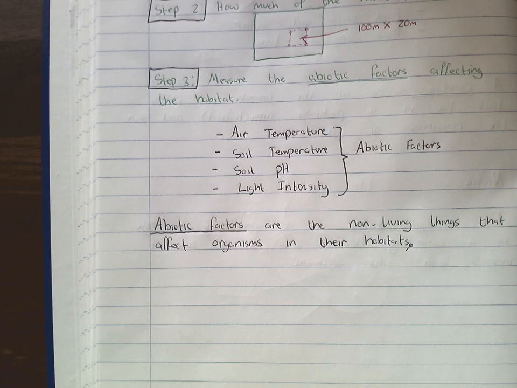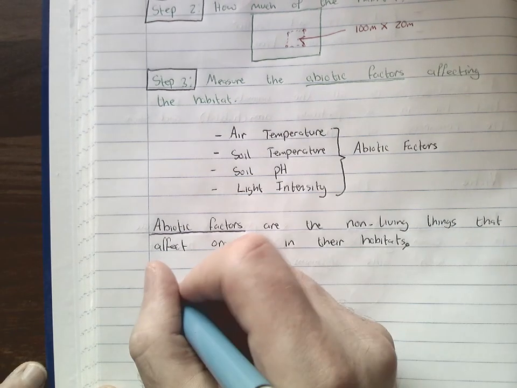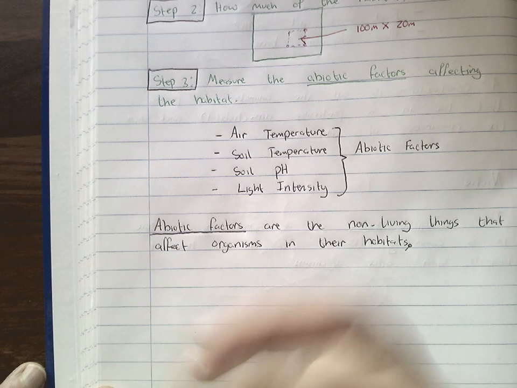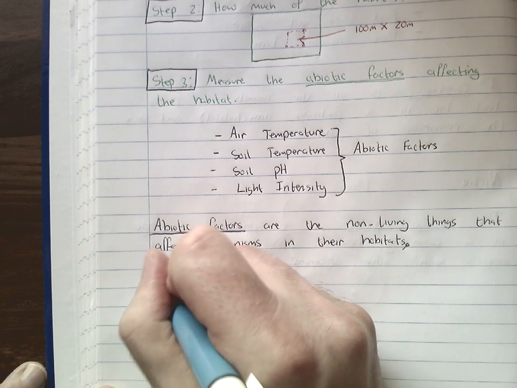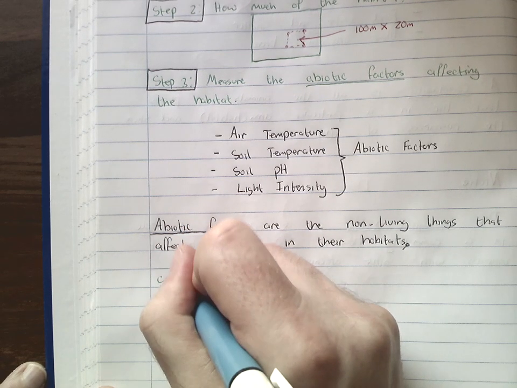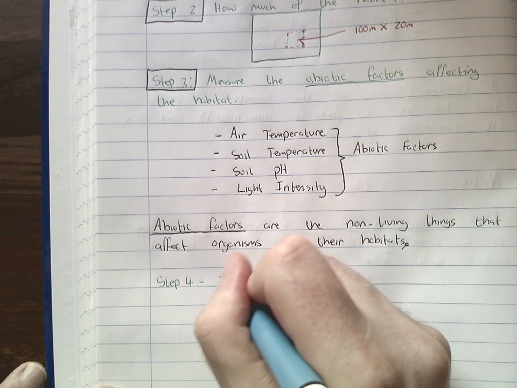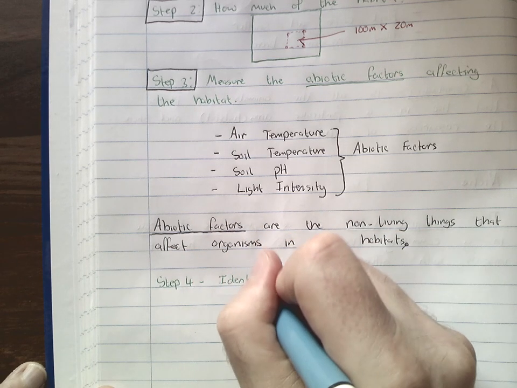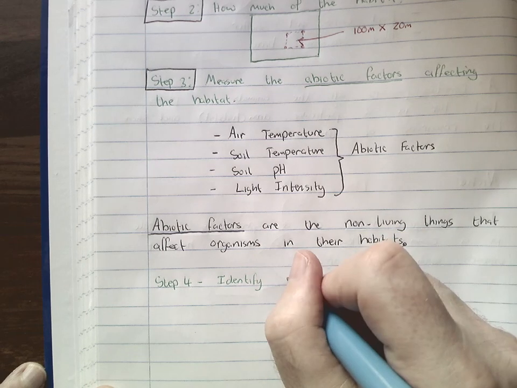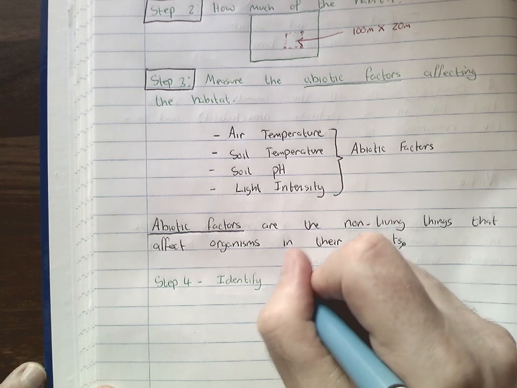So the next step then that we want to look at is we want to identify these things that are called producers. So step four. And step four is identify producers.